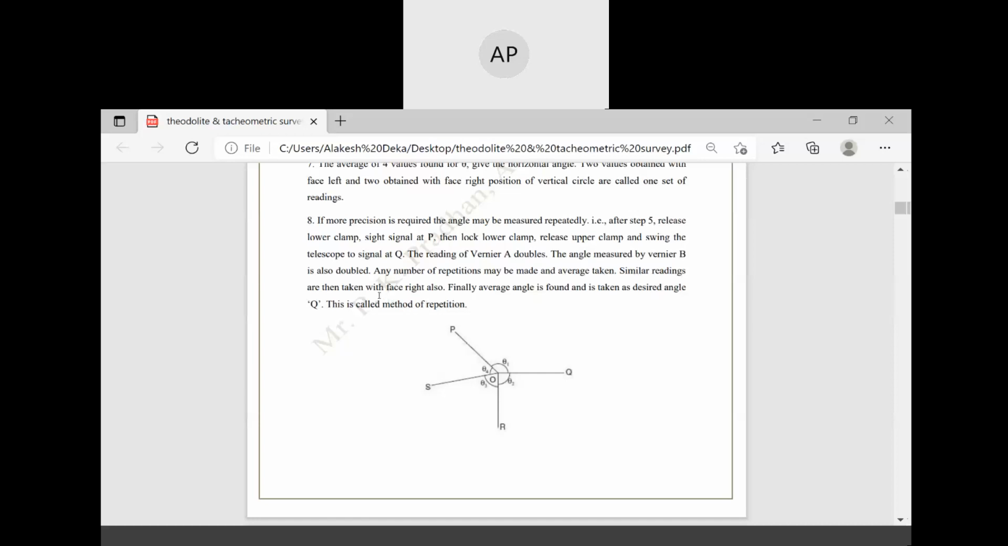Similar readings are then taken with face right also. Finally, the average angle is found and is taken as the desired angle Q. This is called method of repetition.